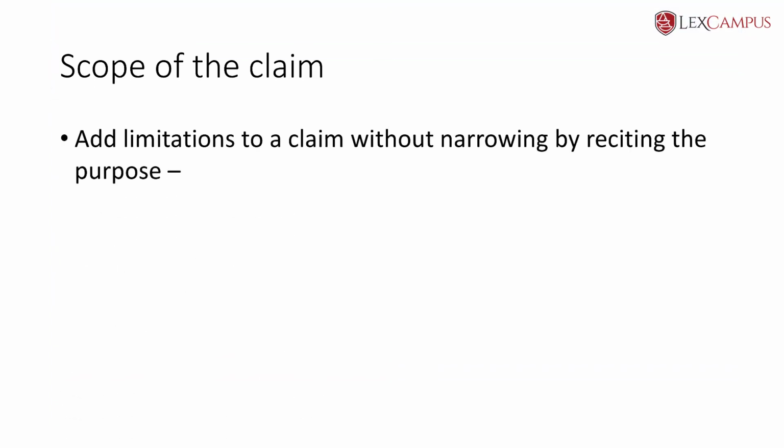Add limitations to the claim language without narrowing by reciting the purpose. Now you can add a limitation without narrowing the scope of the claim by reciting the purpose. We had seen this in the Bajaj patent. The Bajaj patent recites efficient burning of air fuel mixture, which is essentially a limitation, but it does not narrow the claim because that is what all internal combustion engines do.